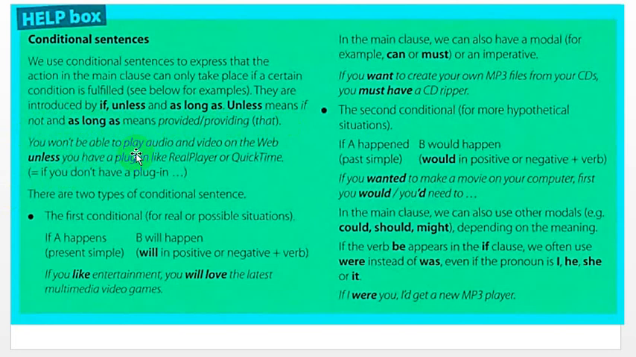You won't be able to play audio and video on the web unless you have a plug-in, like RealPlayer and QuickTime. It means that if you don't have a plug-in. There are two types of conditional sentence. The first condition is for real or possible situations, for example, if A happens, B will happen.